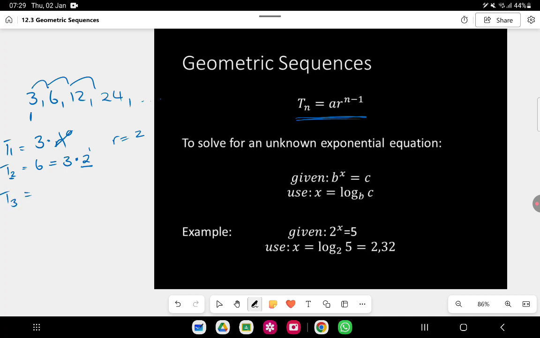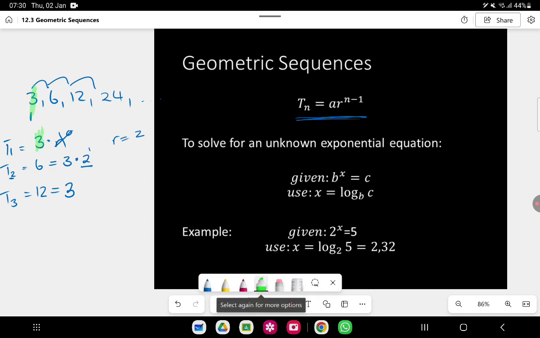Term 3 is going to be 12, which is 3. Remember, this term a, the 3 in the beginning, stays the same for all of them. So 3 times what? 3 times 4. But we want to write it in terms of r. So 3 times 2 squared. And term 4 is going to be 24, which is 3 times 2 to the power of 3. 2 times 2 times 2 is 8. 8 times 3 is 24. So this is a geometric sequence.